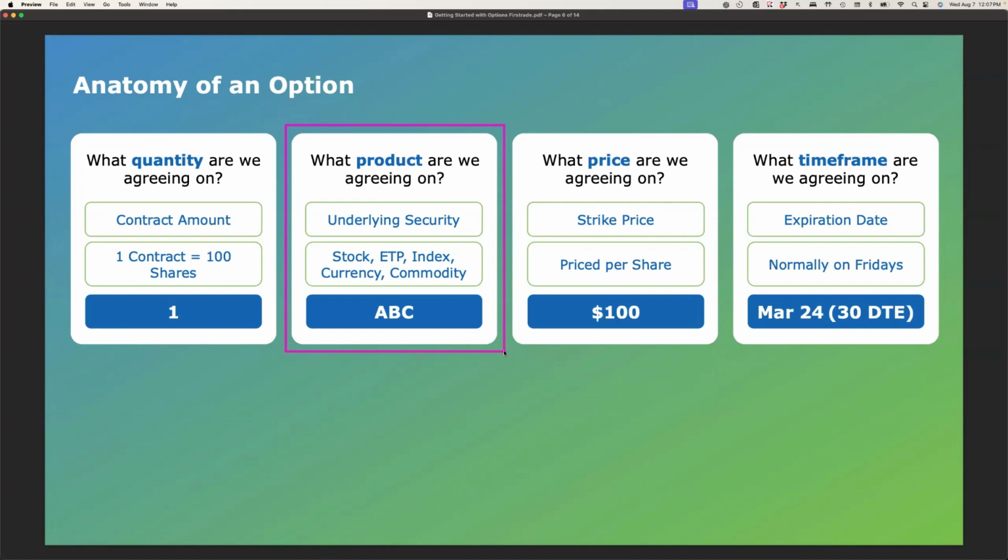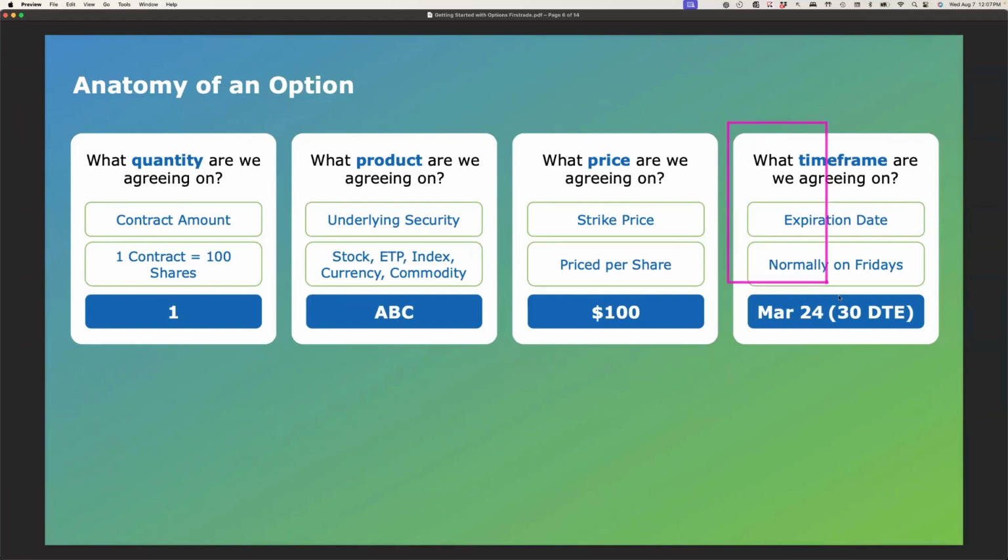The third thing you're going to agree to is a price at which you're going to buy or sell, and we call that the strike price. So, for example, if you are buying a call option on Apple to buy it at $200, the strike price is $200. You're basically agreeing that you have the right to buy 100 shares of Apple stock at exactly $200, or whatever the strike price is for the contract.